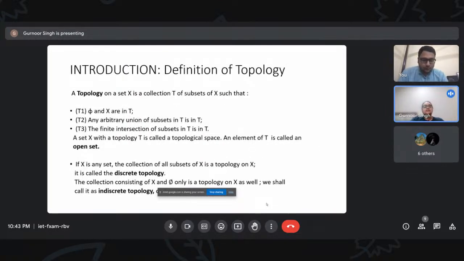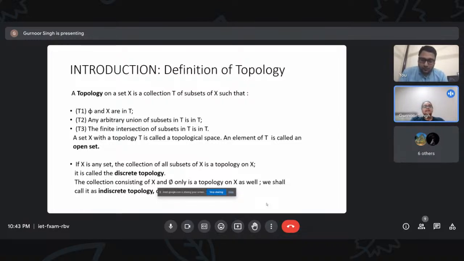A topology on a set X is a collection T of subsets of X such that the null set and X are in T. Any arbitrary union of subsets in T is in T, and the finite intersection of subsets in T is in T. A set X with a topology T is called a topological space. An element of T is called an open set.